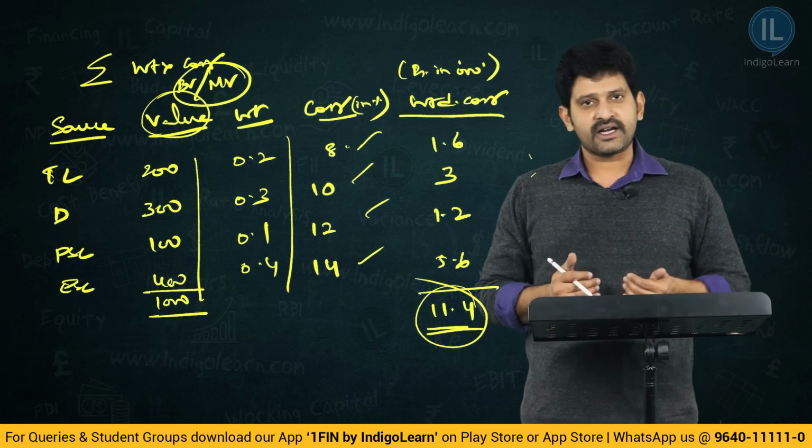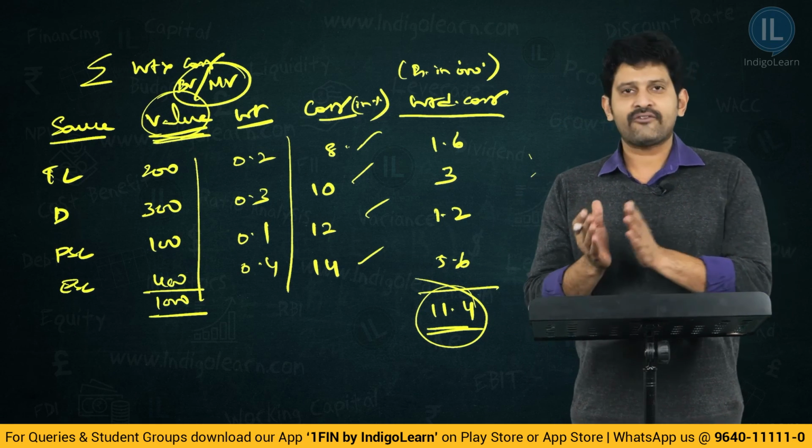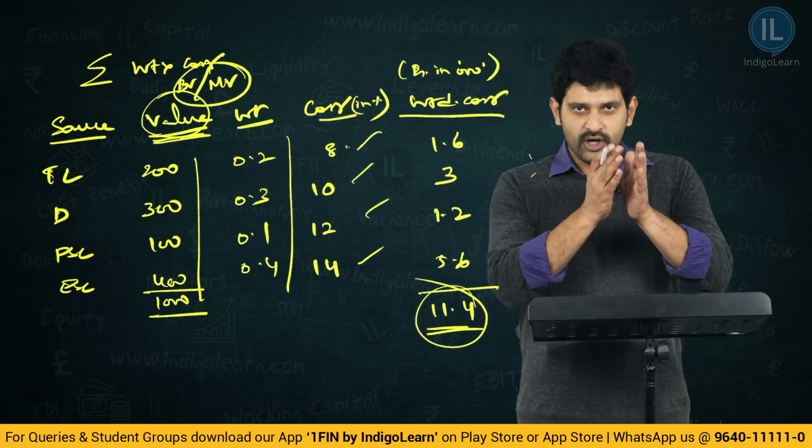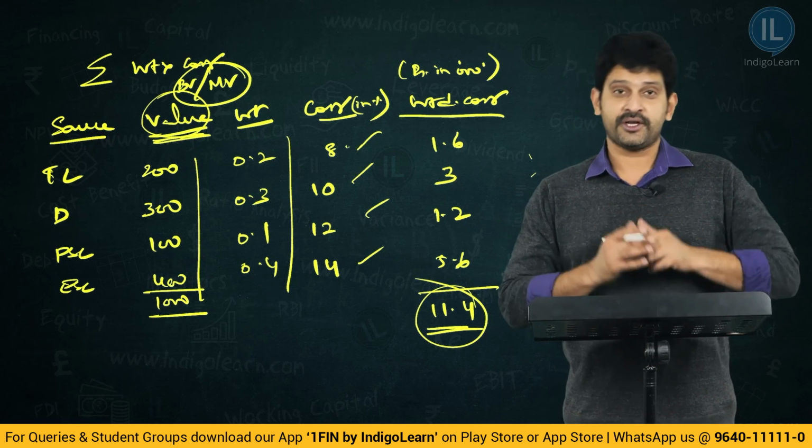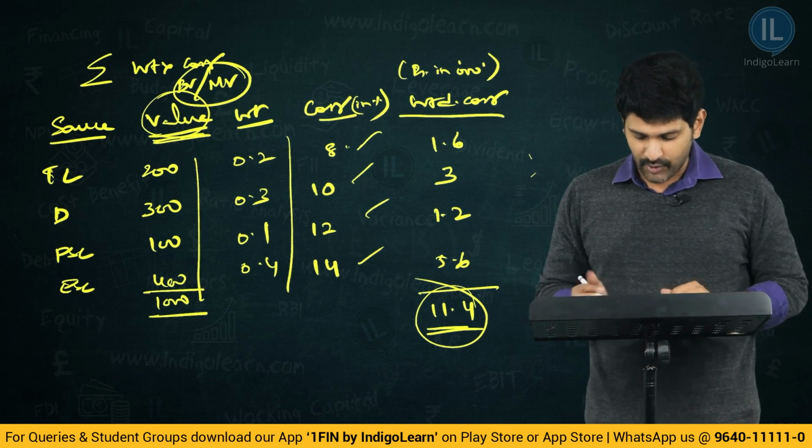You have all the book values and market values. Instead of a single value column, you will have to make two different columns. One column is for book value, one column is for market value. That's it. Now the weights may differ for both. Absolutely yes. And one more special point here.